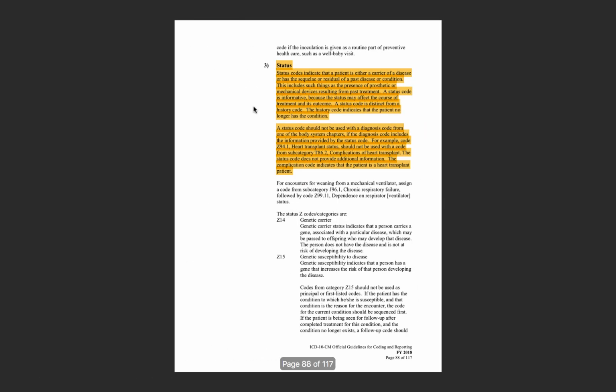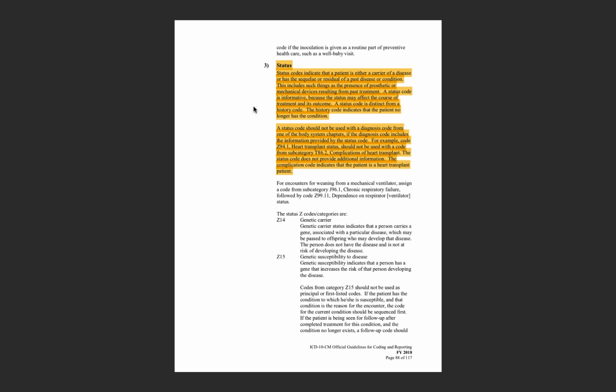Status codes. These are a major part of the Z-codes. Status codes indicate that a patient is either a carrier of a disease or has a sequela or residual of the past disease or condition. This includes such things as presence of a prosthetic mechanical device. A status code is informative because the status may affect the course of treatment and its outcome.